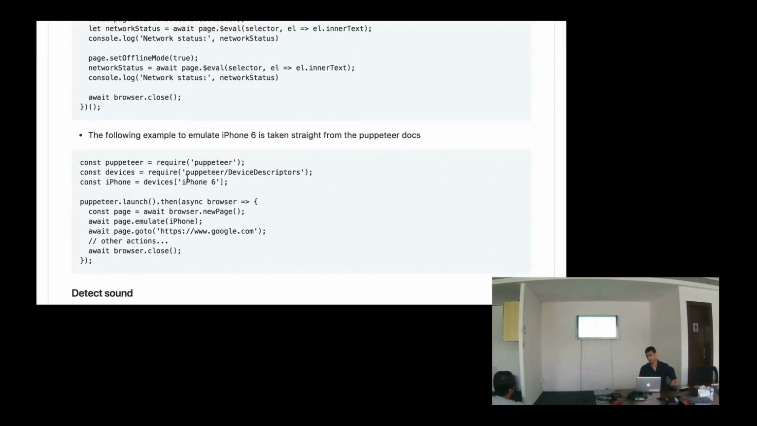This is really simple with CDP. You just require the device descriptor and say that I want to simulate, let's say, iPhone 6 or Nexus 6, and then you emulate that iPhone, and on the screen you'll be able to test your media queries and other things.